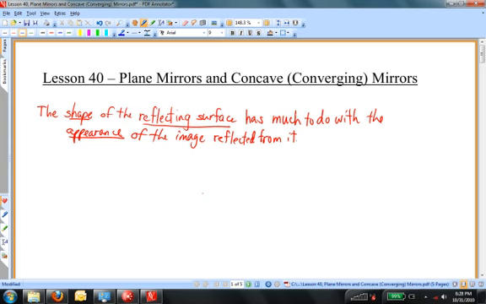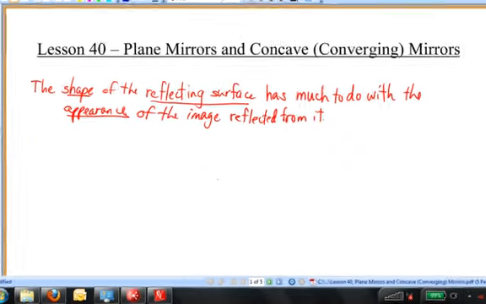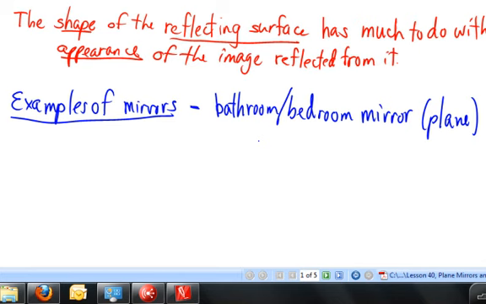Mirrors are ubiquitous in our society. We use them for all sorts of things. Here are some examples of common mirrors that you may be familiar with and some that you may not be familiar with. You have mirrors in your house, in your bathroom, on the wall, above the sink, in your bedroom. You may even have a full-length mirror that you can look at yourself as you're dressing. These are examples of plane mirrors.